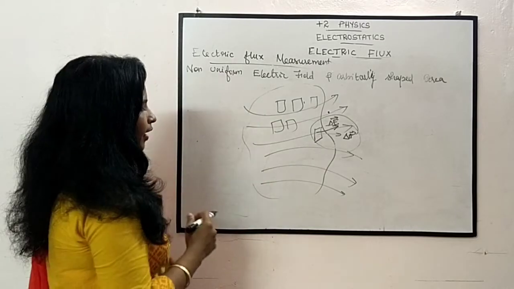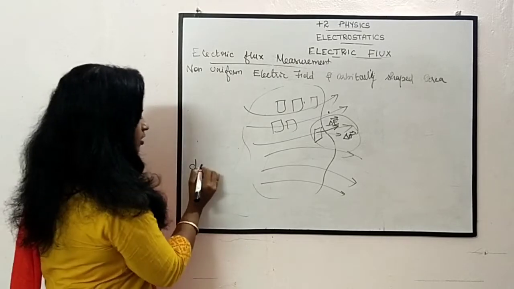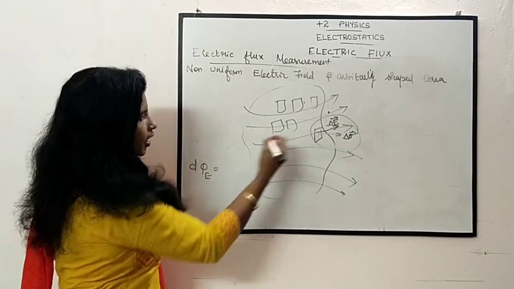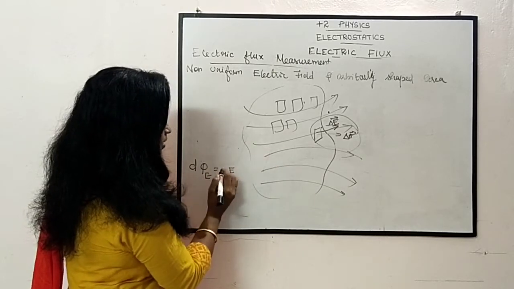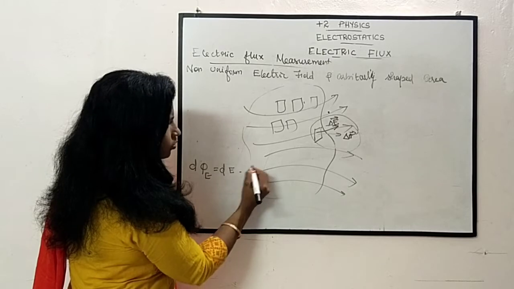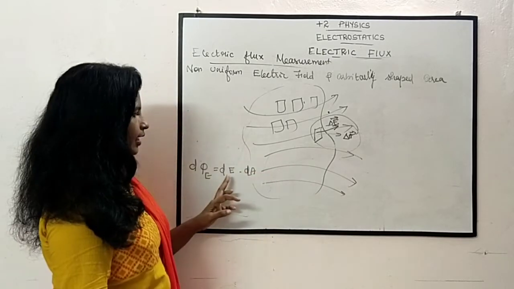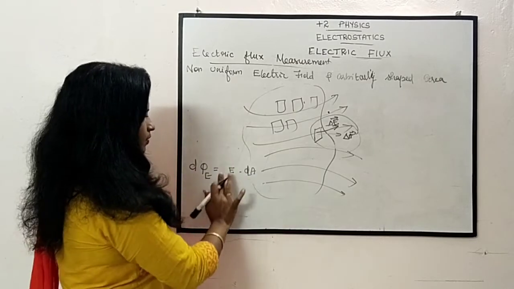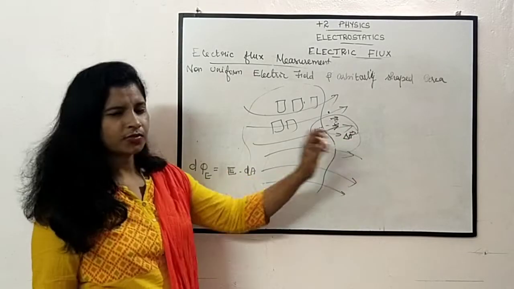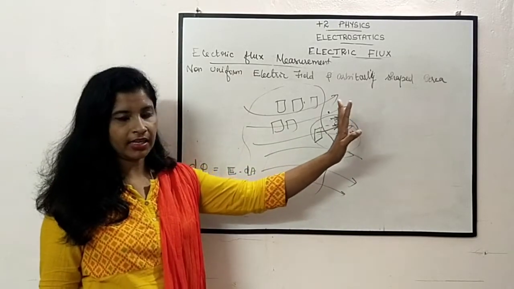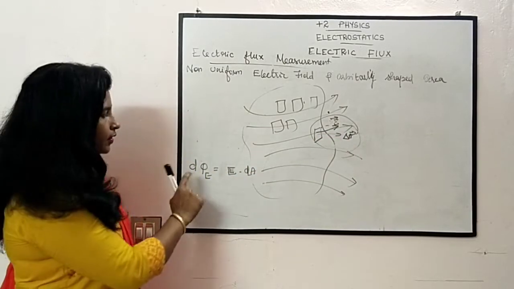Okay, so if I find out the electric flux, what will I get? A very small electric flux. So delta phi E is equal to delta E dot delta A. The electric field is the same, so for a small area, it is E into delta A. It is the electric field only. So E dot delta A. Okay, so this is for one area.